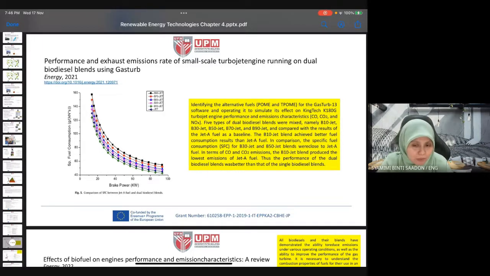So in terms of carbon monoxide and CO2 emissions, the B10 jet blend produced the lowest emissions compared to Jet A fuel, and was the best performer. Thus, the performance of the dual biodiesel blend was better than that of the single biodiesel blend. So overall, at least we have B10 performing better than the conventional in terms of SFC and also in terms of gas emissions.